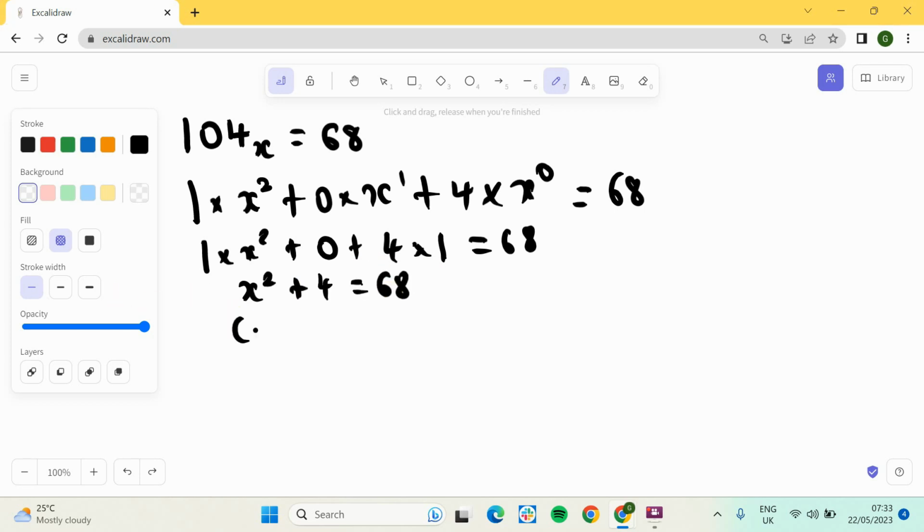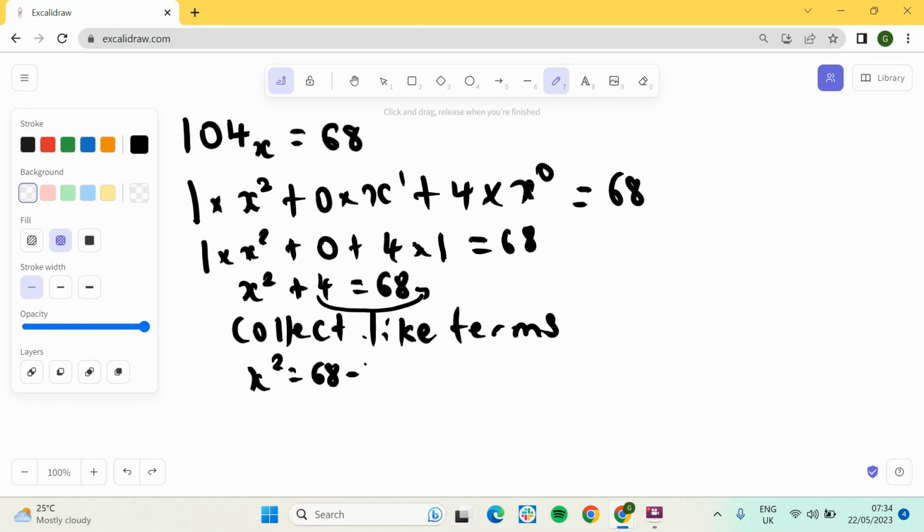Then we'll collect like terms. This plus 4 is going to meet 68, and when plus 4 crosses over to this place here, it becomes minus 4. Great. So that will be x squared is equal to 68 minus 4. So x squared is equal to 64. To find x, I'll take the square root.